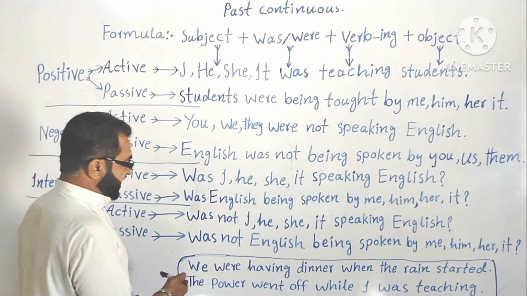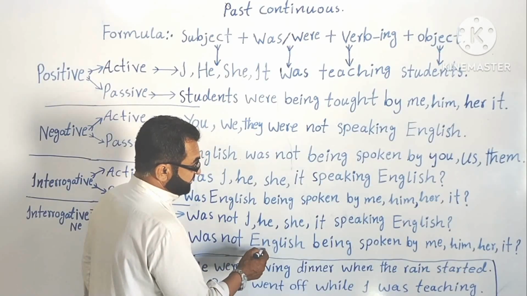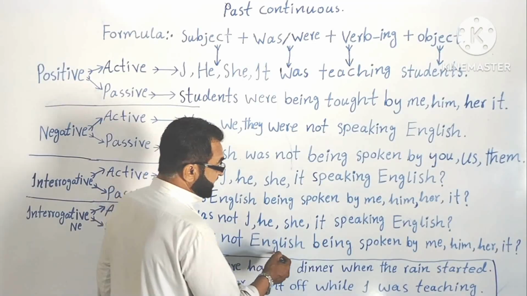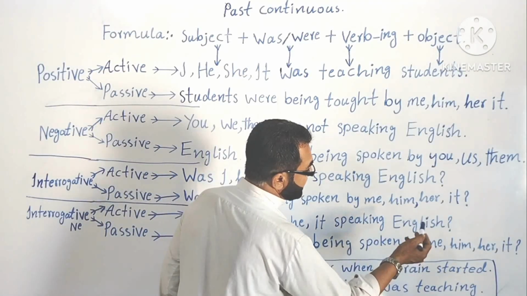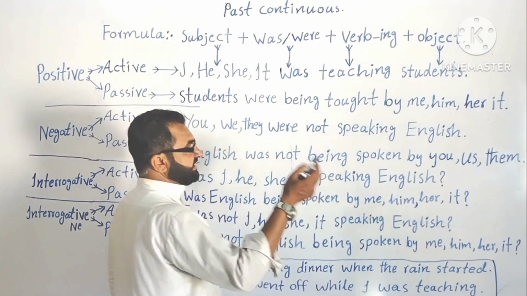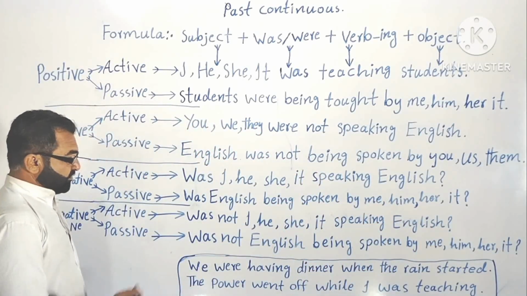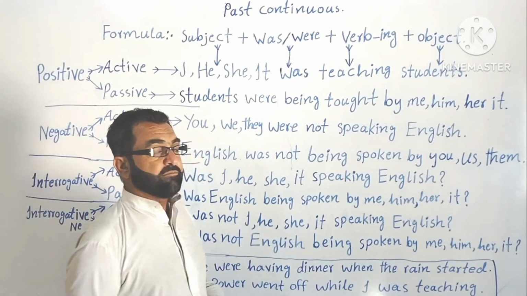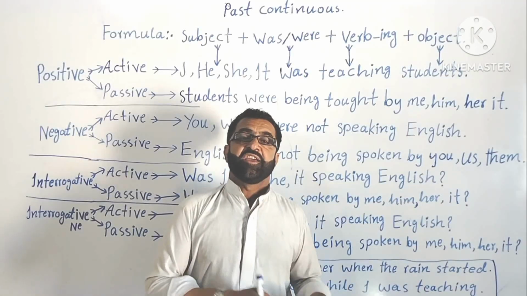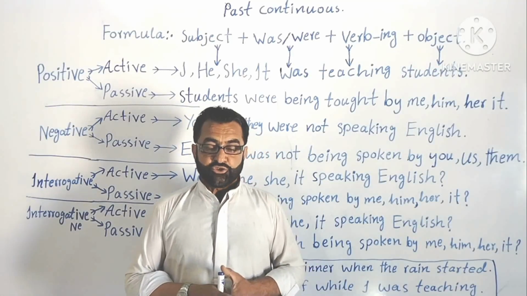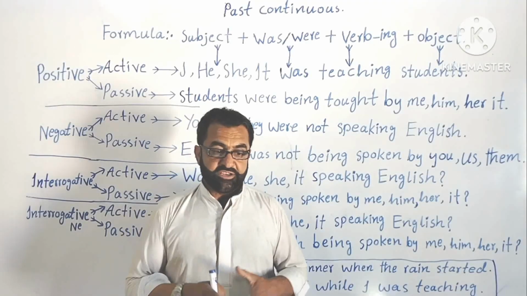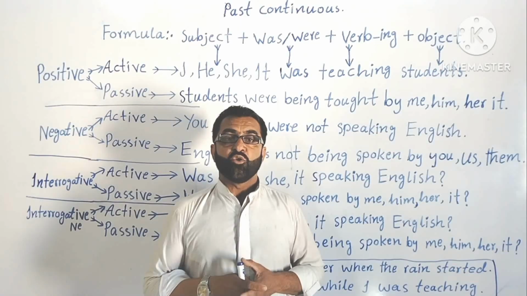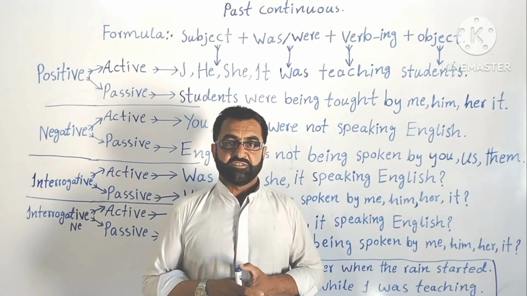Passive voice of interrogative negative. Wasn't English? You see, here it is the object. It has become the subject of the passive voice. Wasn't English being spoken by me, by him, by her, by it, by Ali, etc. Understood? Once again, I should read for you. Wasn't English being spoken by me, by him, by her, by it, by Ali, etc. So, you can say this was the past continuous in passive voice along with active voice.